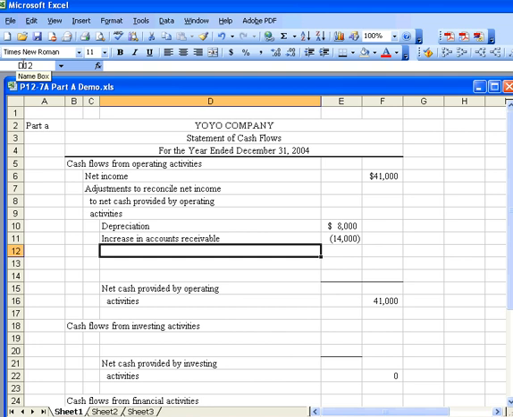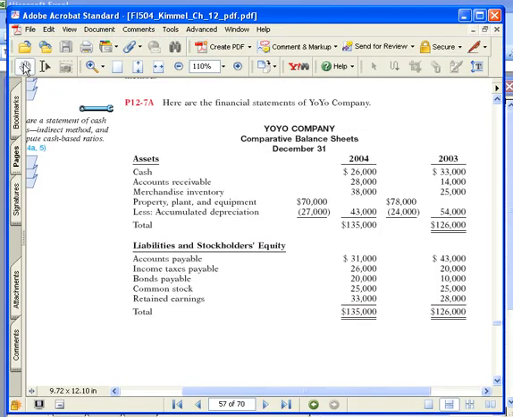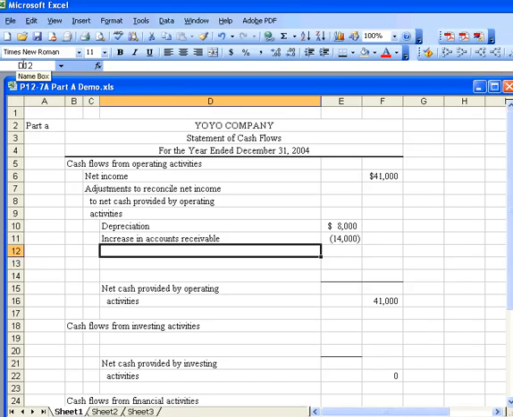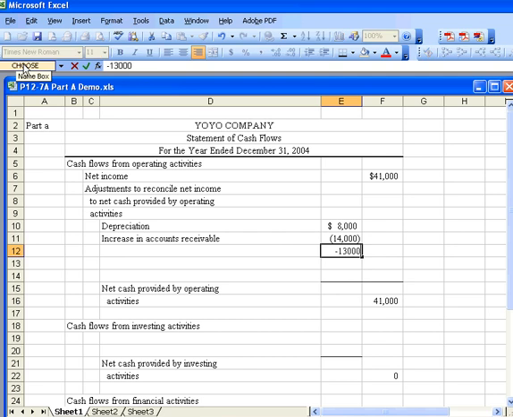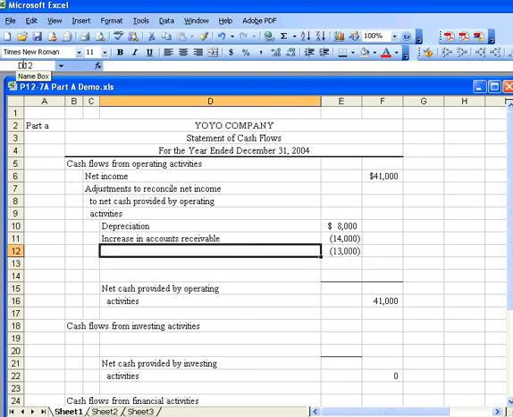The next item I want to look at would be inventory, and on inventory we see that we went from $25,000 to $38,000. Again, it's a current asset, so an increase represents a decrease in cash if we are adjusting from net income to net cash provided by operating activities. So we need to show that $13,000 decrease, and that would be increase in inventory.